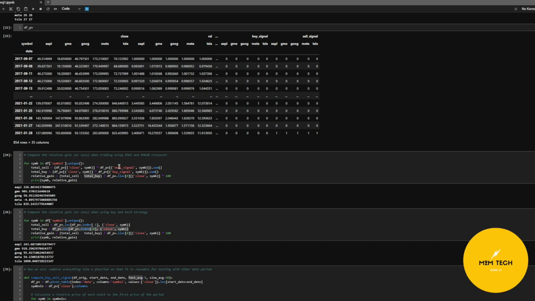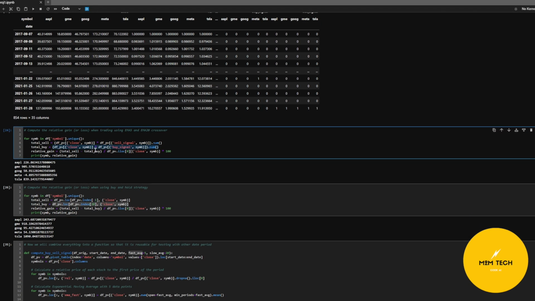But what if we look at a different period where the stock price just fluctuates up and down or maybe trends downward? Will the EMA strategy be better? So that's what we are going to look at next. Okay, so to do that, I'm going to put all the code I wrote above into a function so that we can run the experiment, and we can just change the start and end date, and the fast and slow average.